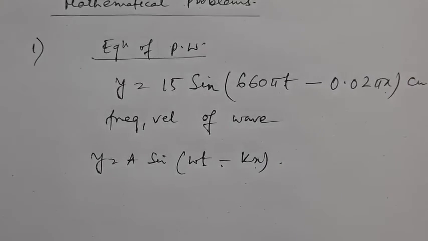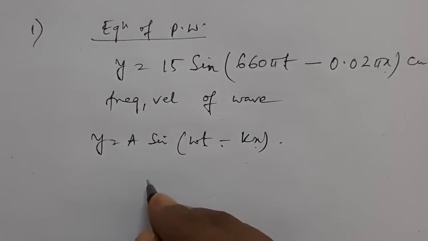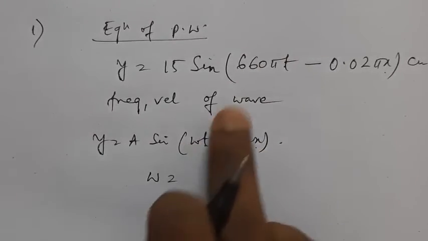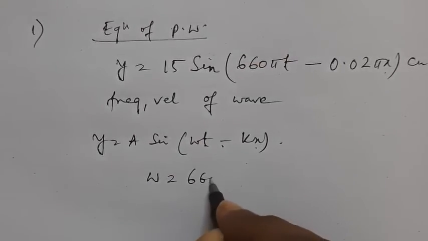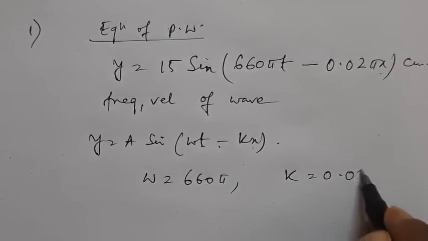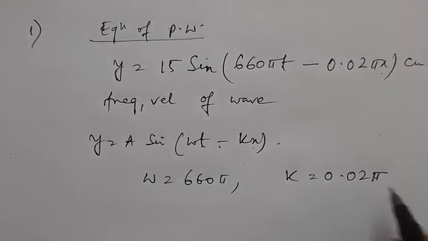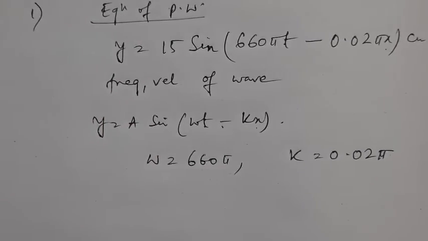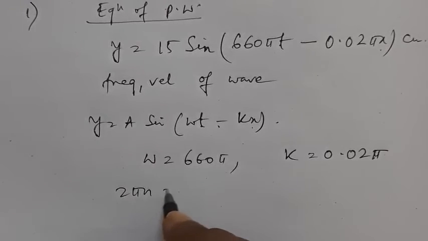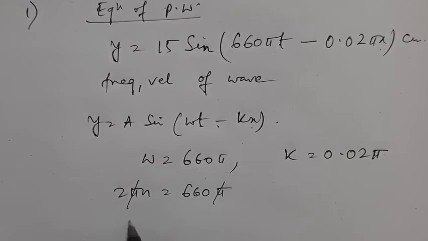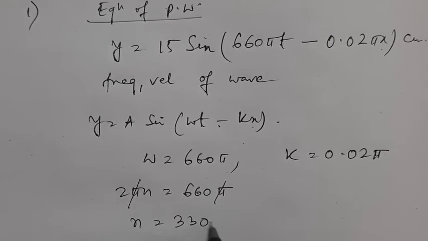So from here we can write omega is equal to 660 pi. Comparing these two equations, what is written in place of omega? 660 pi. And what is written in place of k? 0.02 pi. Now from these we have been asked to find the frequency. So omega, we know, is 2 pi n. N is the frequency, 660 pi. So pi gets cancelled. N is equal to 330 hertz.